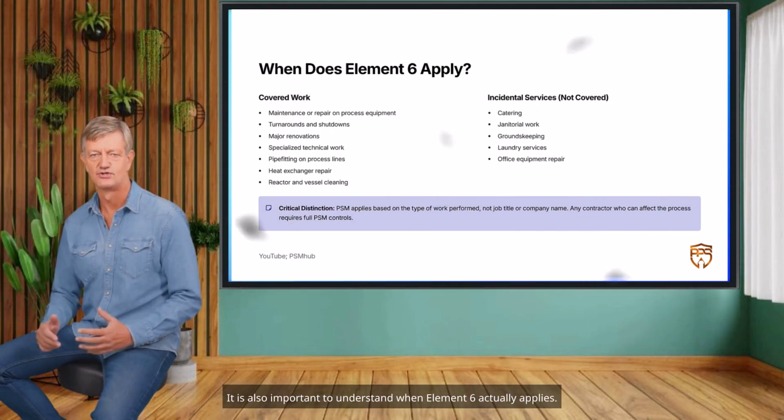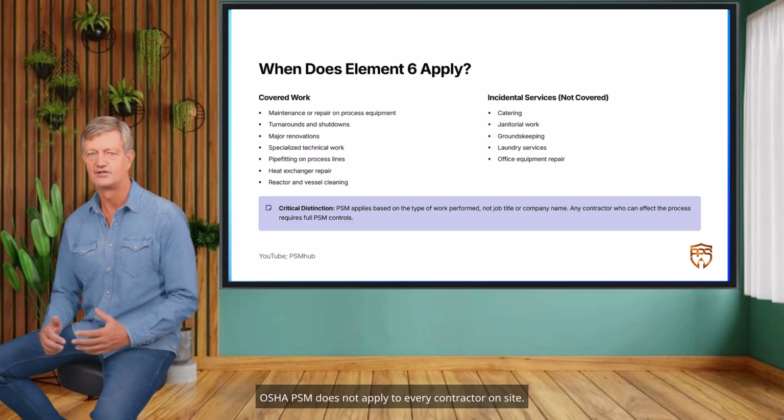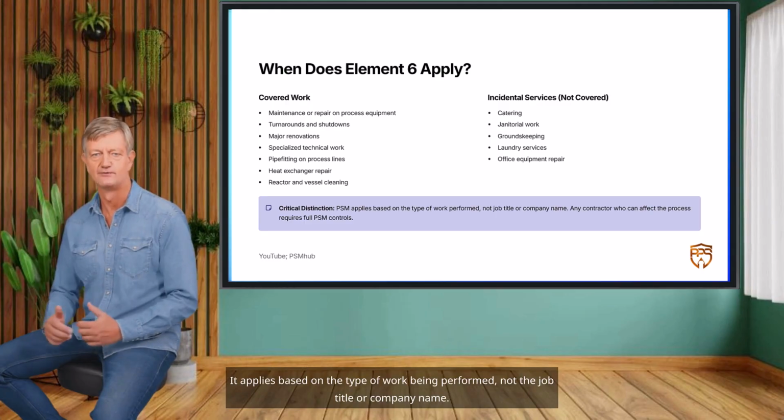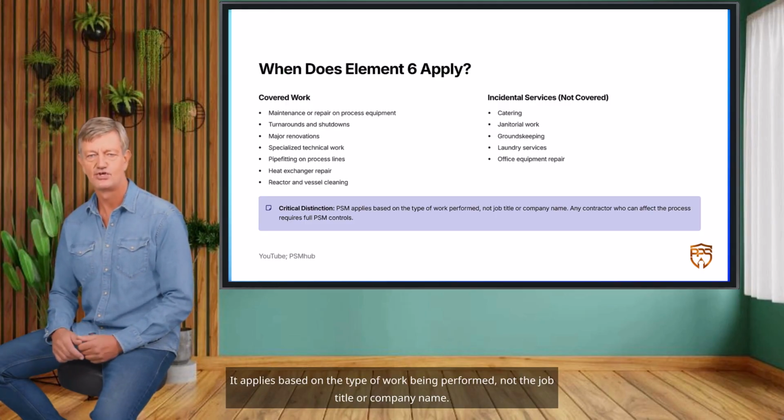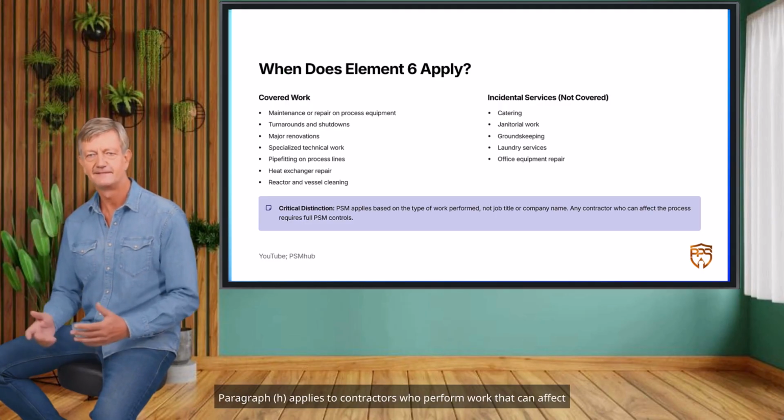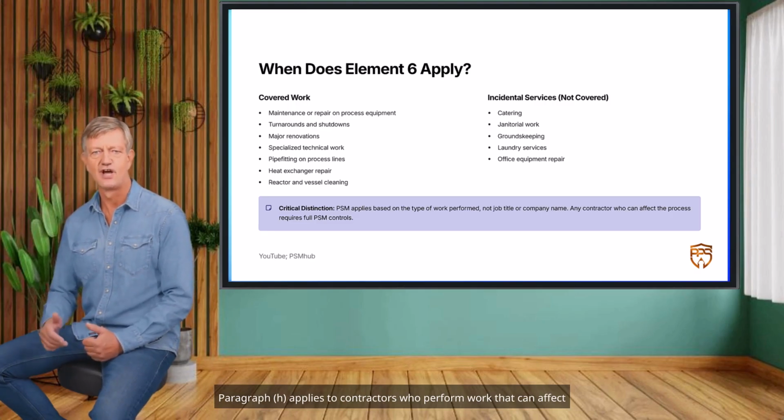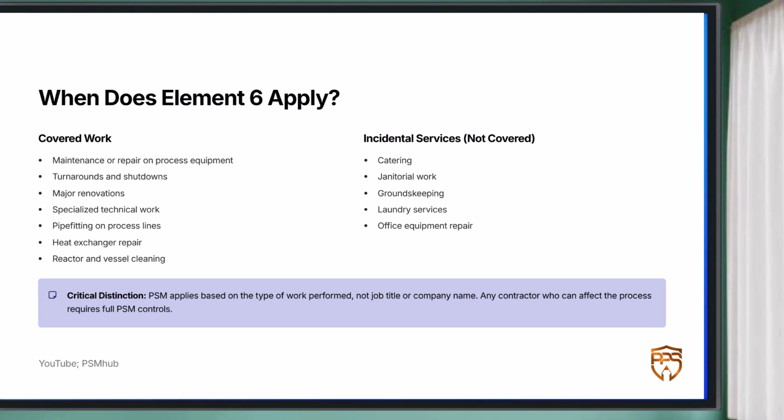It is also important to understand when Element 6 actually applies. OSHA PSM does not apply to every contractor on site. It applies based on the type of work being performed, not the job title or company name. Paragraph (h) applies to contractors who perform work that can affect process safety, such as maintenance or repair activities, turnarounds and shutdowns, major renovations, and specialized technical work. These activities are usually performed on or near a covered process.